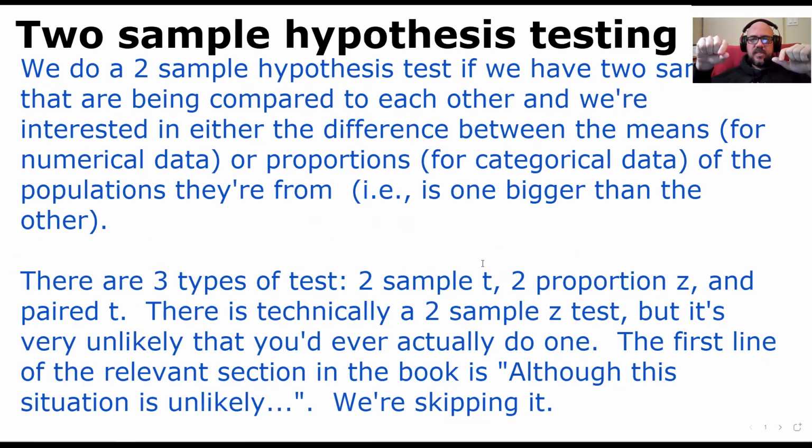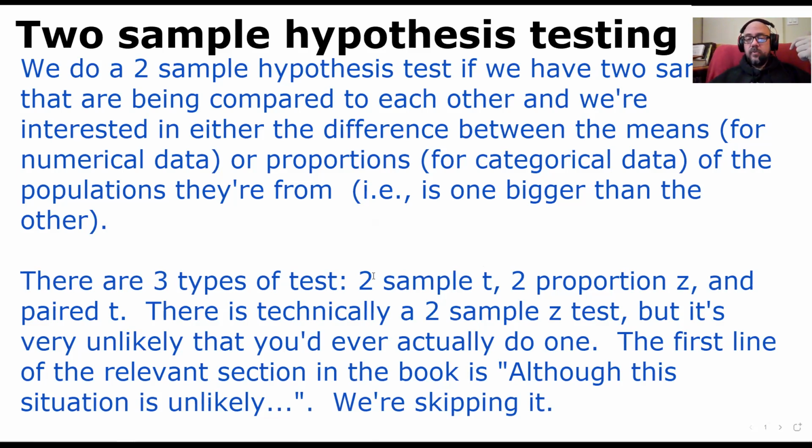Do a two sample hypothesis test if you've got two samples that are being compared to each other. And they have to be compared to each other, not separately to a number. Two samples being compared to each other, that's what the two sample hypothesis tests are for. There are 3 of them: two sample t-test, two prop z-test, and a paired t-test. There is technically a two sample z-test. I will not ask you to do one. I think they're pretty pointless.